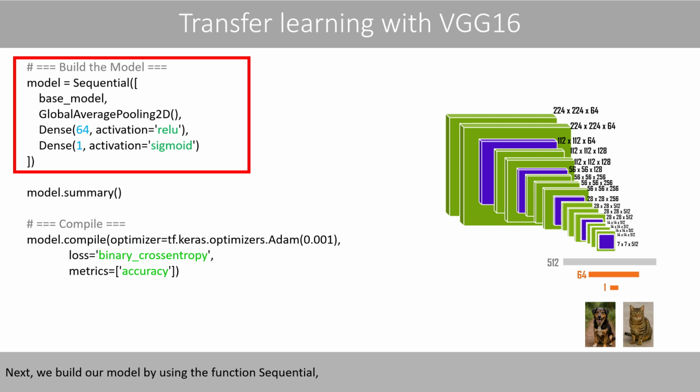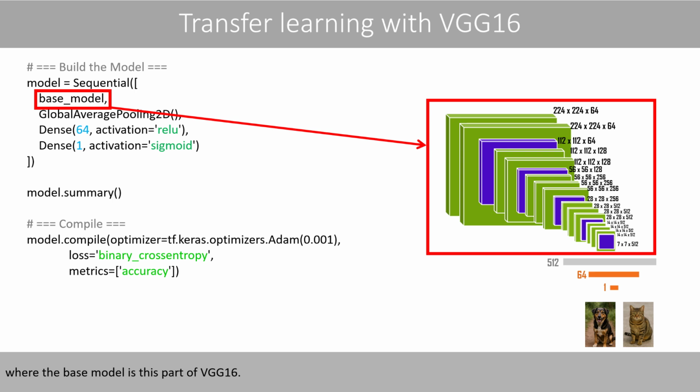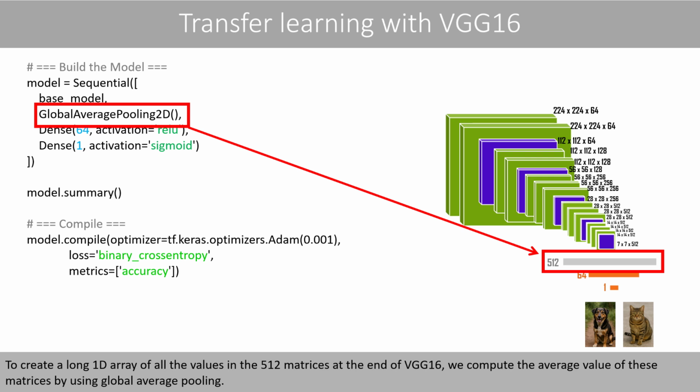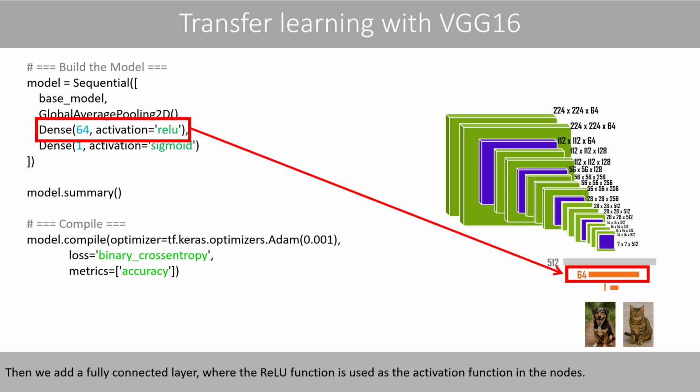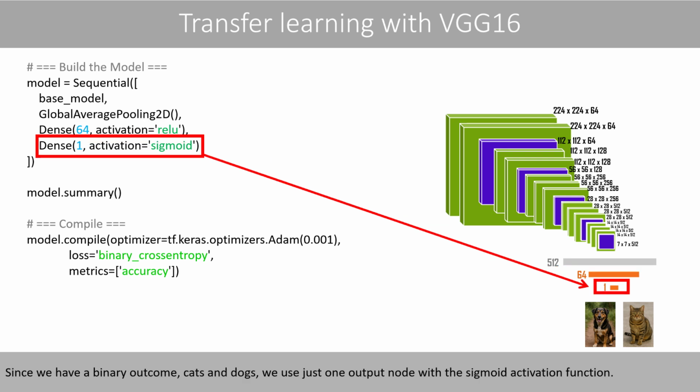Next, we build our model by using the function sequential, where the base model is this part of VGG16. To create a long one-dimensional array of all the values in the 512 matrices at the end of VGG16, we compute the average value of these matrices by using global average pooling. Then we add a fully connected layer, where the ReLU function is used as the activation function in these nodes. Since we have a binary outcome, cats and dogs, we use just one output node with the sigmoid activation function.